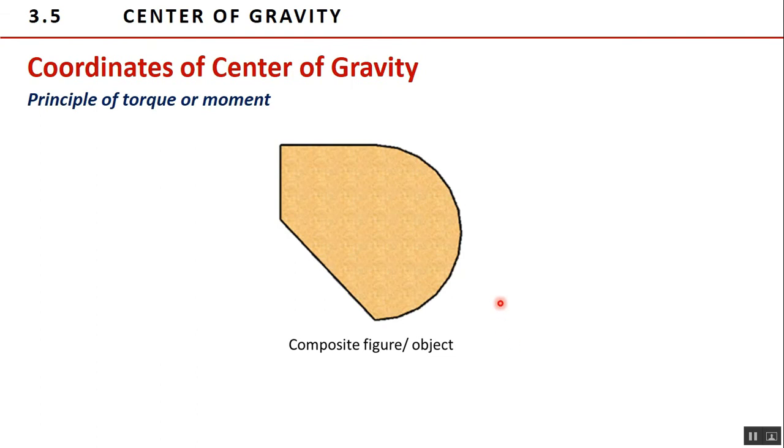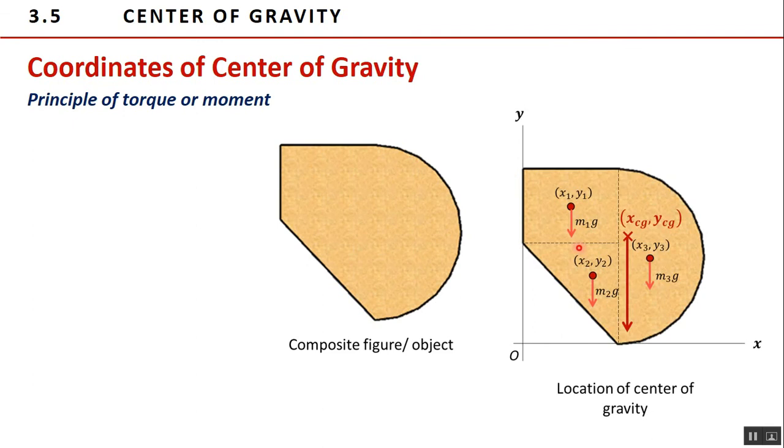Another method is by using the principle of torque or moment, as we have discussed in equilibrium. It is more systematic and mathematical than the plumb line method. Here, the whole object or system is divided up into several smaller bodies of weight, mg. Each particle will have a set of x and y coordinates indicating its location from the reference axis. The whole body or system has a total mass, and its x and y coordinates give the location of the body's center of gravity, denoted by x sub cg and y sub cg.